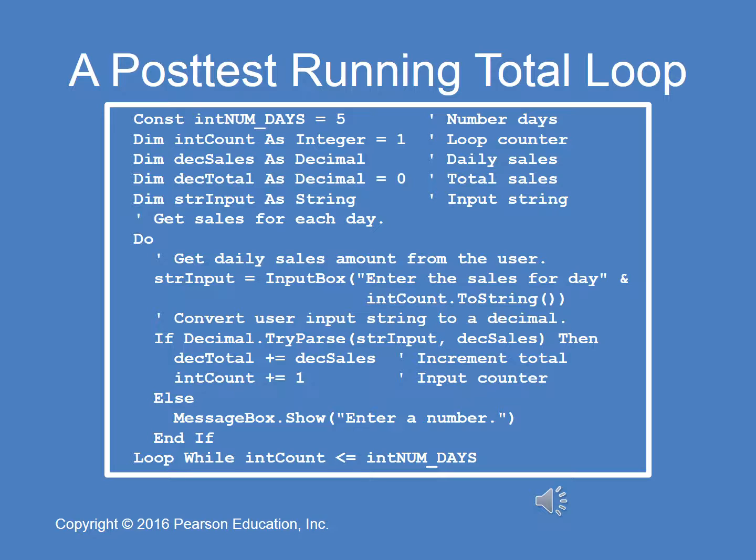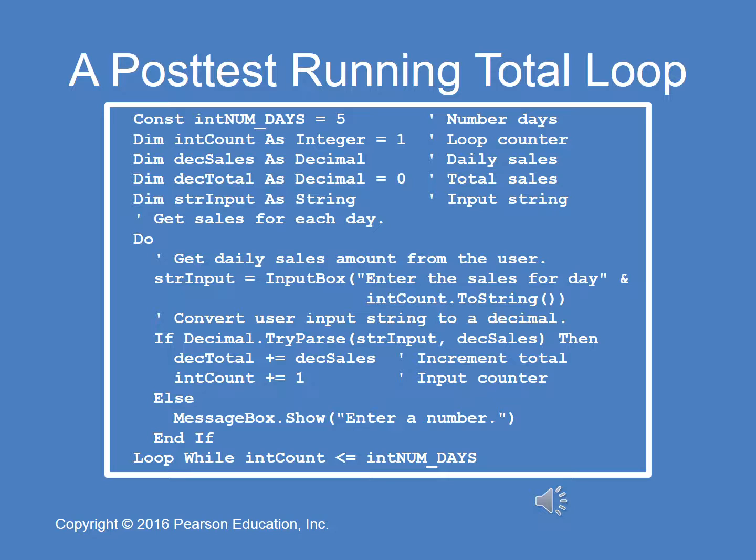So here's our do, and then we want to get the daily sales amount from the user. So we assign to string input the return from input box, enter the sales per day, and int count to string. And then we parse. We use the try parse method to convert string input to a decimal. And if that works, we add decimal sales to decimal total.